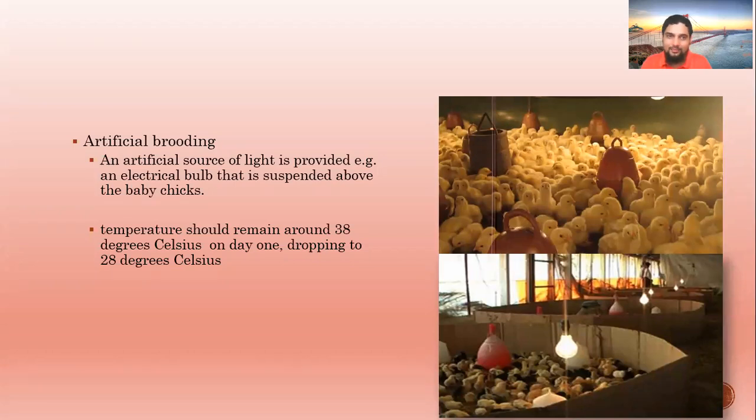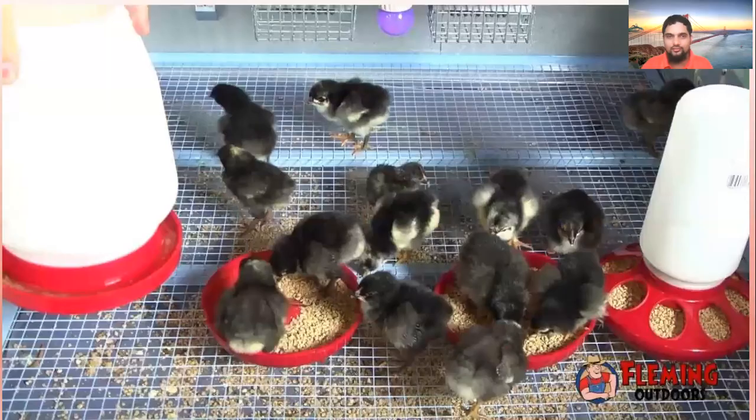So to change the temperature from 38 degrees Celsius to 28 degrees Celsius, if you change it too quickly, it will affect the growth of the baby chicks. That is why it's advised that from 38 degrees Celsius, a day later, you decrease the temperature to 35, another day, a few days, you gradually decrease it until you reach around 28 degrees Celsius. And afterwards, the baby chicks will get accustomed to the different temperature of the surroundings.